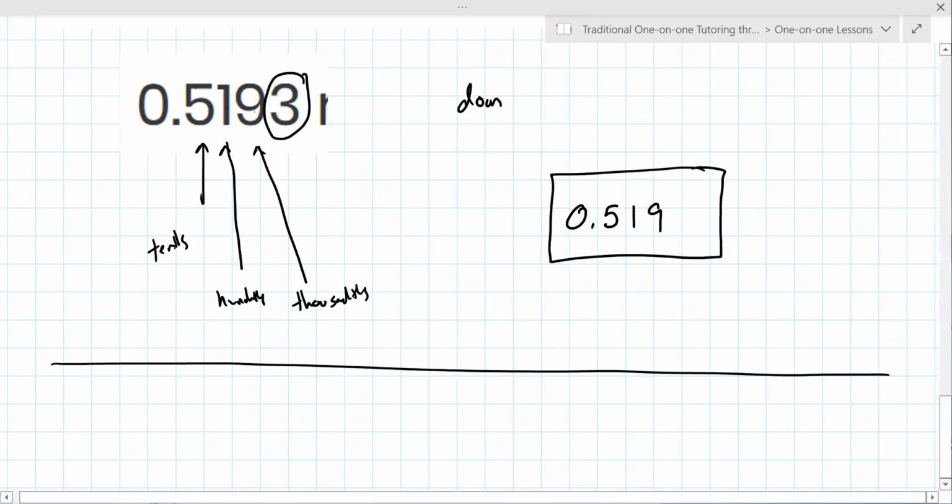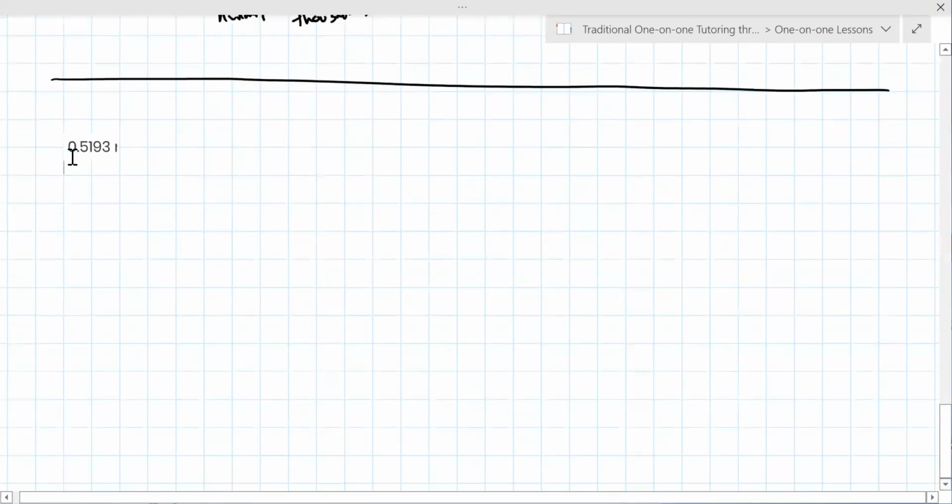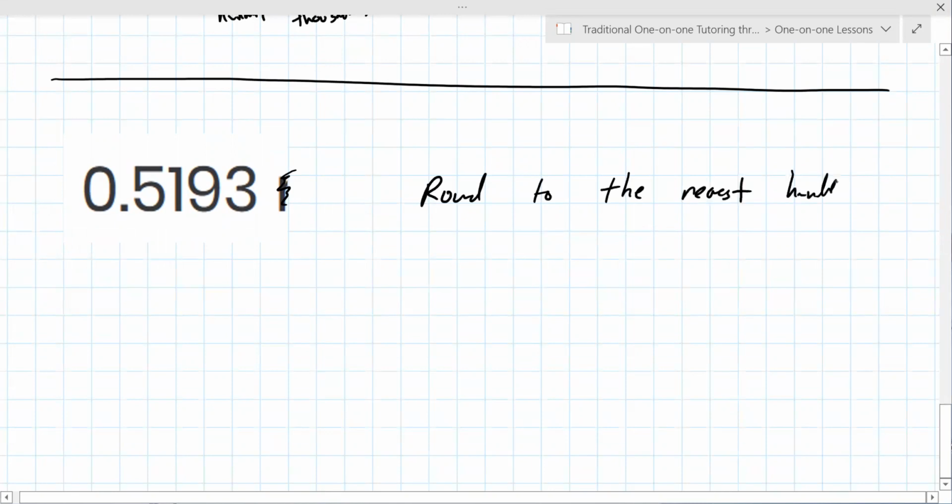Do you have this one down, Zoe? I'm not able to hear you. I'm sorry. Okay. So let's look at the number one more time. And this time, though, we want to round it to the nearest hundredths. Okay, perfect. So this time we want to round to the nearest hundredth. So which digit is in the hundredths position?